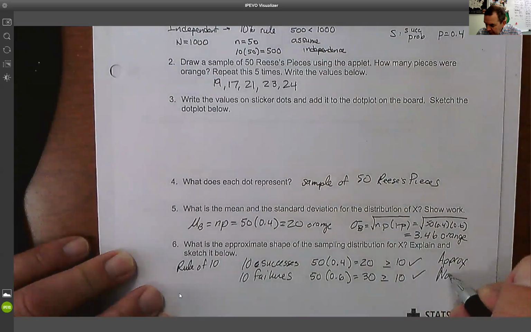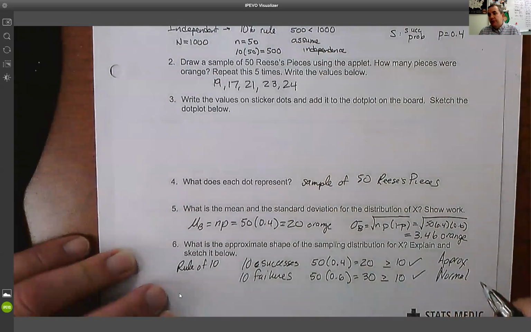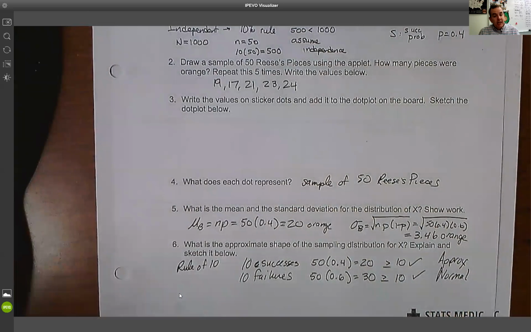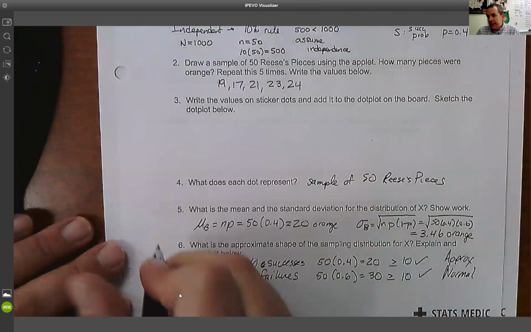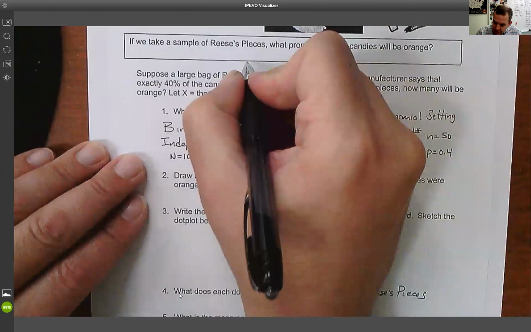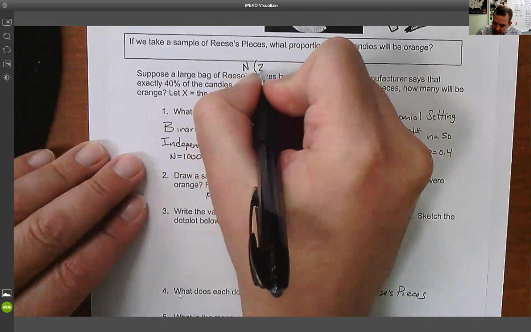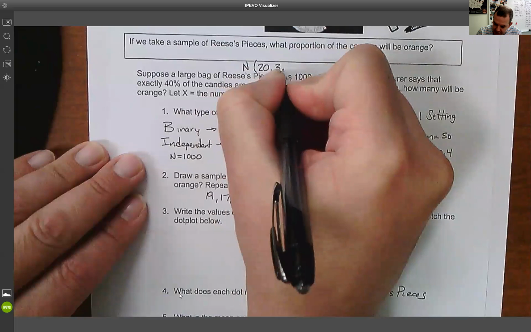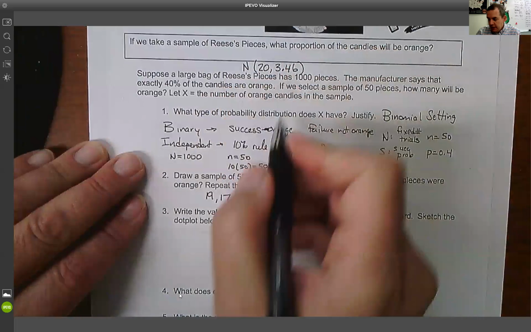It's now a rule I'm allowed to use. I can move beyond roughly symmetric. I can now say something is approximately normal because I have 10 or more successes and I have 10 or more failures. So what I really have at the end of this is I can say that this distribution I'm dealing with is going to be normal with a mean of 20 and a standard deviation of 3.46.